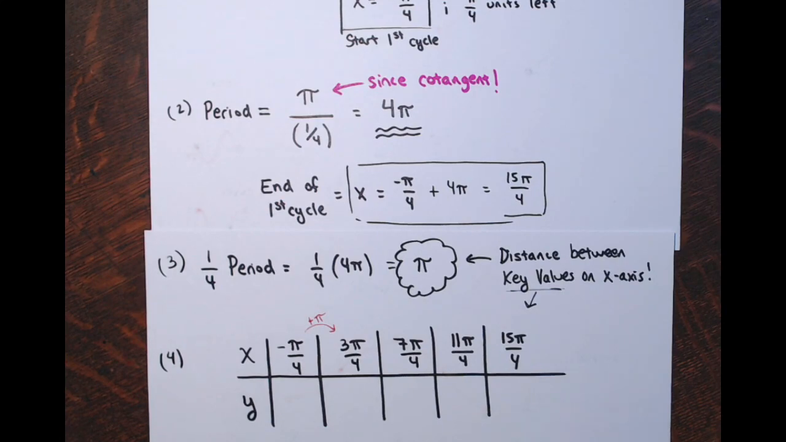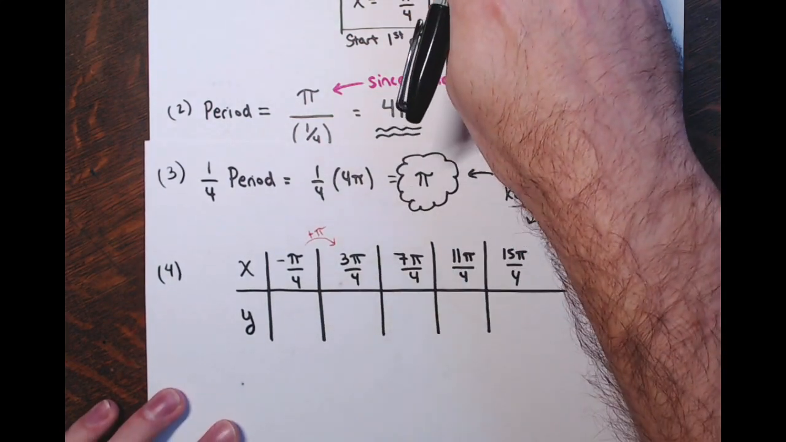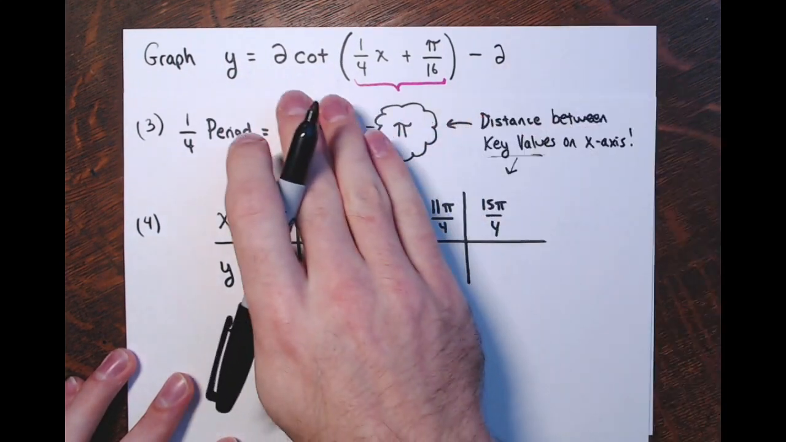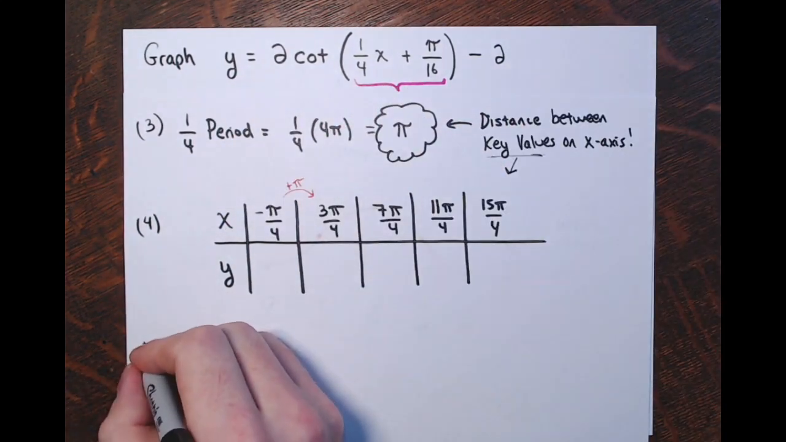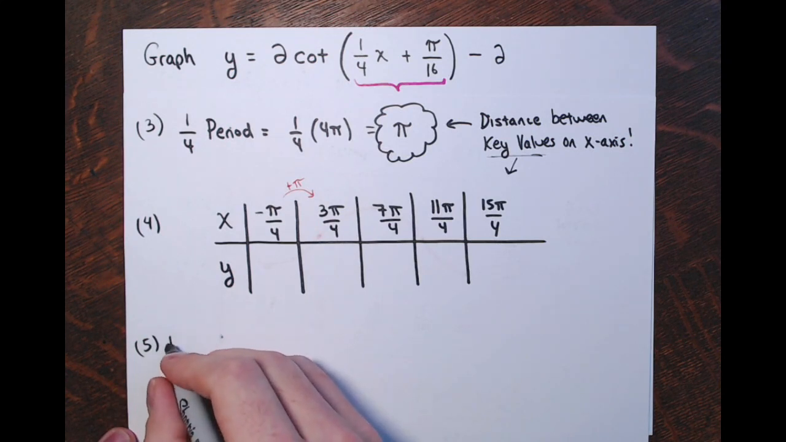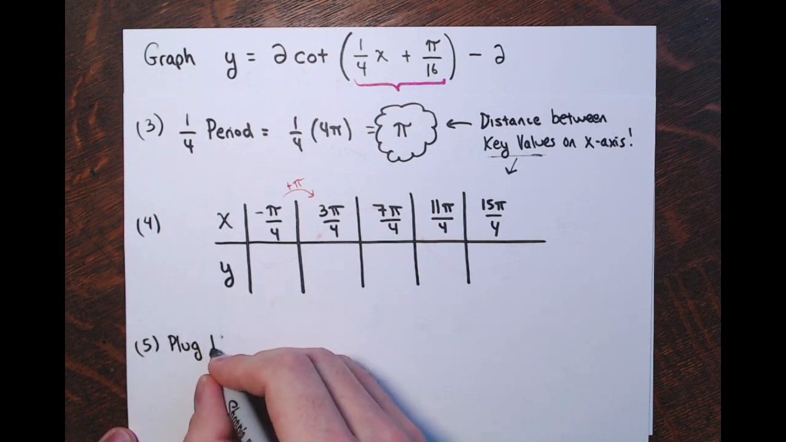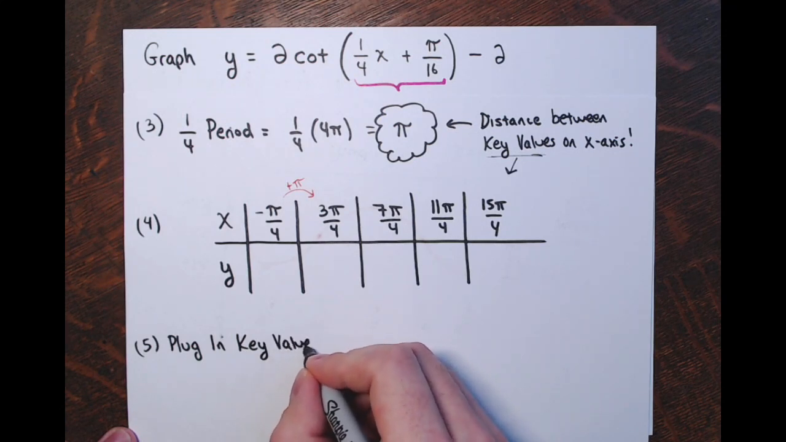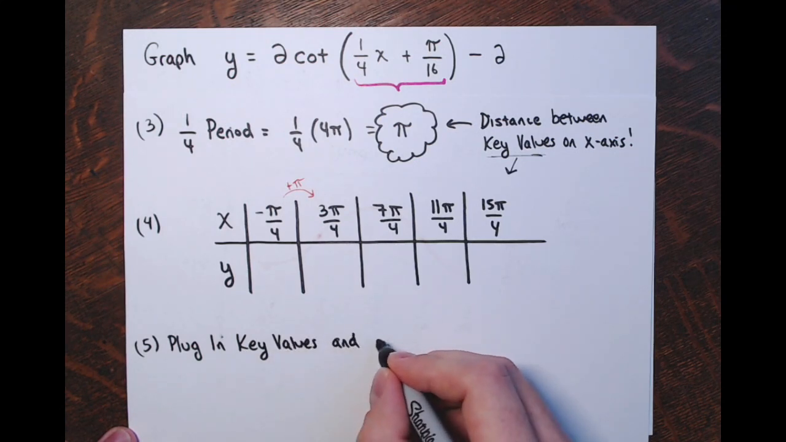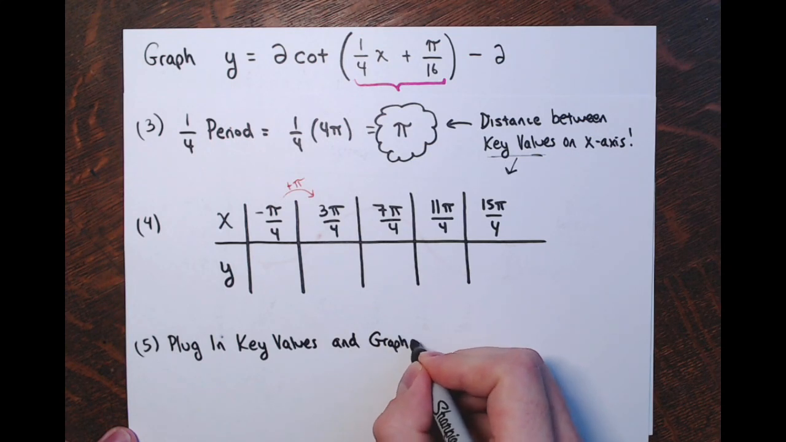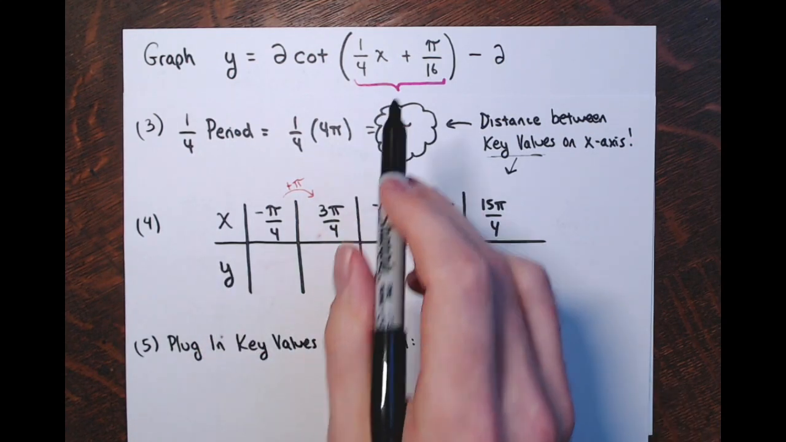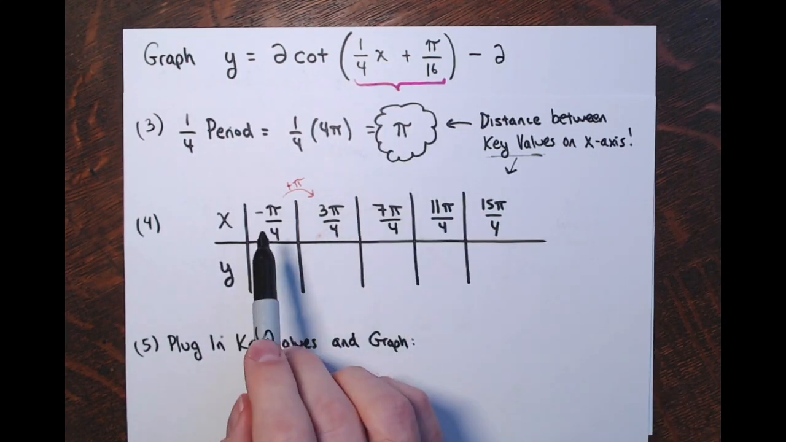Okay. Then I just plug these into the function. Right, there's the function here. I plug in and plot points. So plug in these key values and graph. And hopefully, again, now for this first example, I'll take it slow. I'll actually show you what I'm getting here when I plug in these key values.